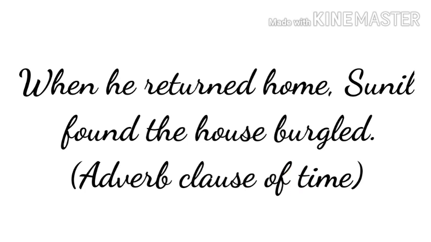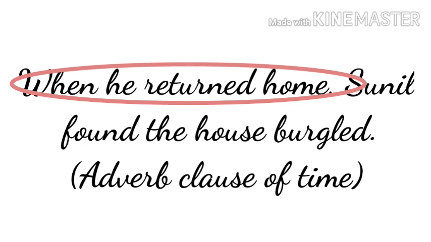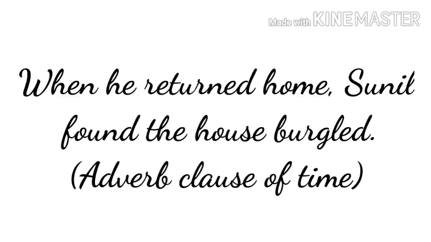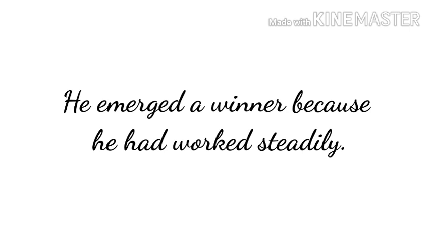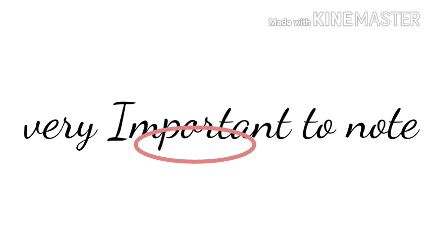Now students, let us take another example. The sentence is, he emerged a winner because he had worked steadily. This is an adverb clause. Now this is the clause of reason, adverb of reason. He emerged a winner. Why? Because he had worked steadily. Now over here, he is the subject and had worked is the finite verb. So this becomes an adverb clause. A clause that acts as an adverb in a sentence is called an adverb clause, I told you.